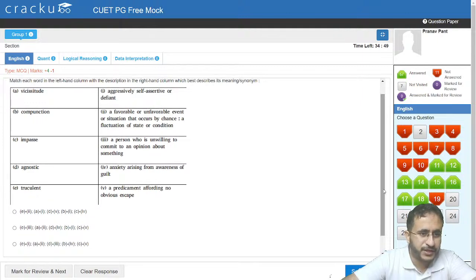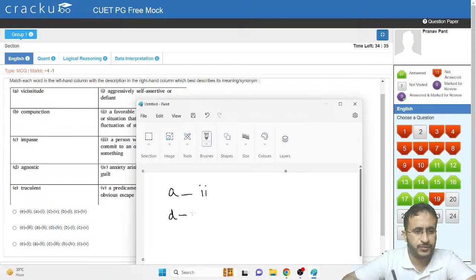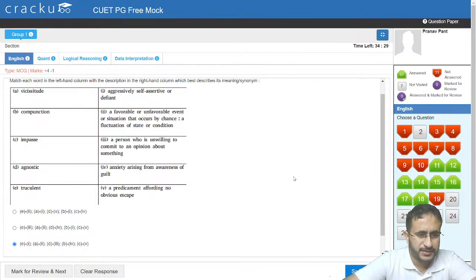Truculent I don't know. Agnostic I know. Agnostic is someone who does not believe in something, who is unwilling to commit to an opinion about something. So D is 3. That meaning I know. So D is third. I think this would be the answer. Now let me check others. A is second. Compunction I don't know.